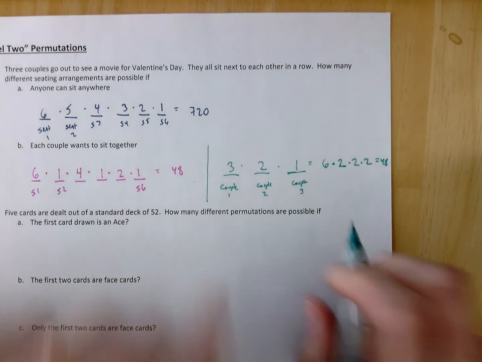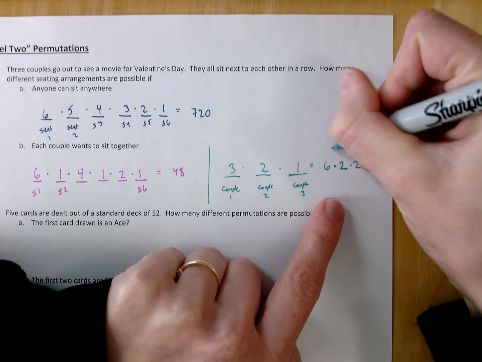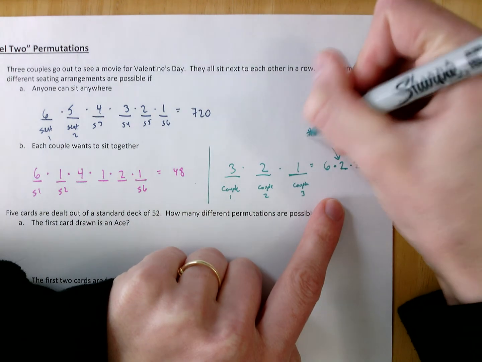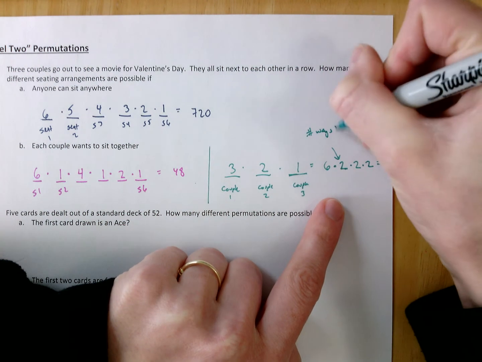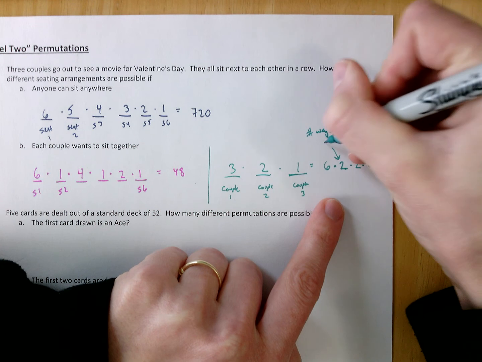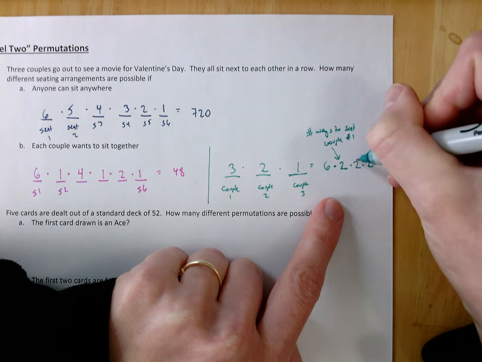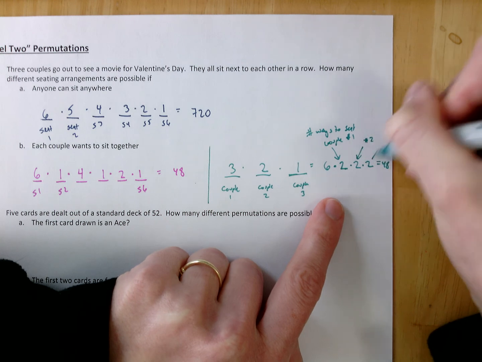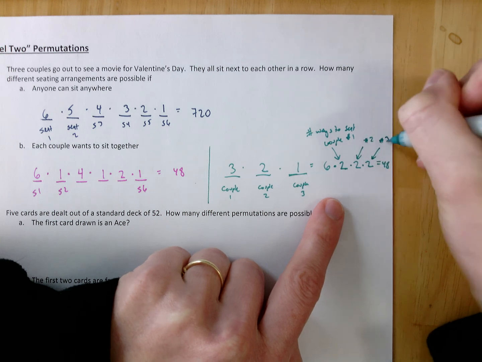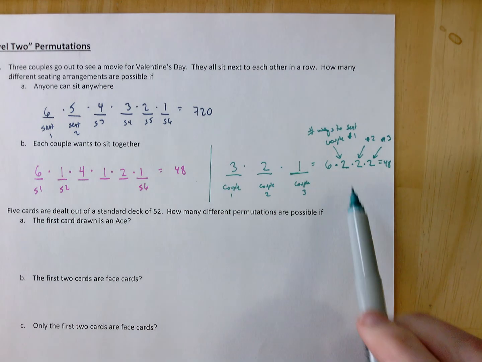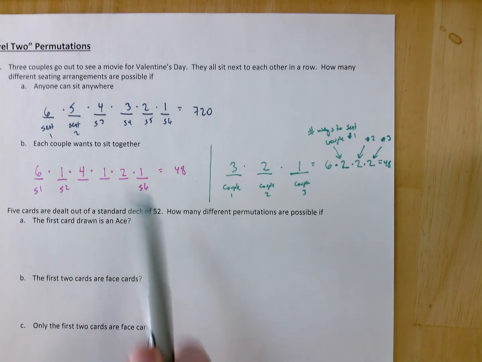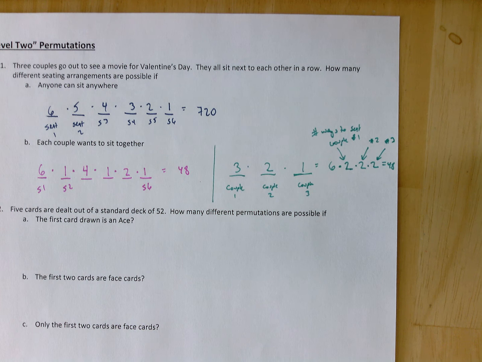Okay, so this would get you to the 6, and then this would be the number of ways to seat couple one, right? And this would be the same thing for couple number 2. And this would be the same thing for couple number 3. Personally, I find this way a little bit more difficult. I prefer to think of it this way, but you could go either direction with that.